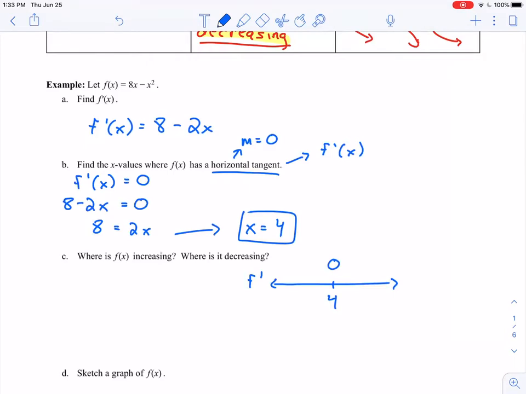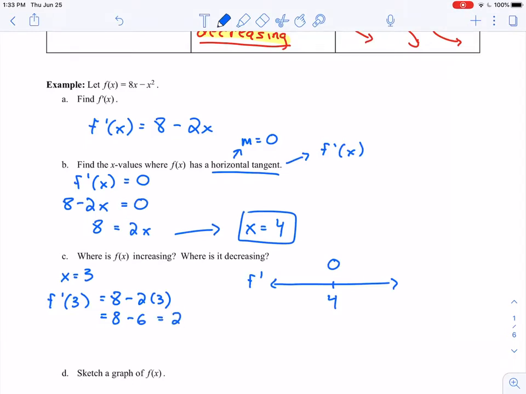So we could pick x equals 3, we could pick x equals 2, 1, 0, -1, any of those are just fine. I'm going to pick, how about x equals 3, and I'm going to plug that into my derivative because I want to know, hey, what's the sign of f prime of x? So f prime of 3, I'm going to plug that into my derivative. Now our derivative, we said that was 8 minus 2x. So this is 8 minus 2 times 3. This is 8 minus 6, gives me a positive 2.